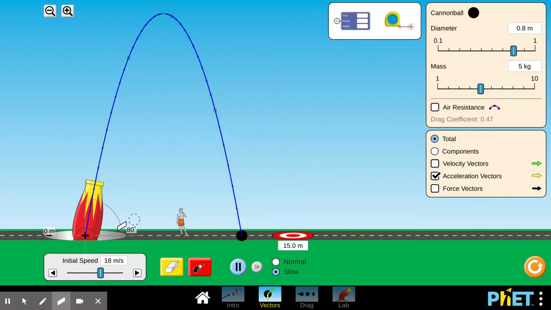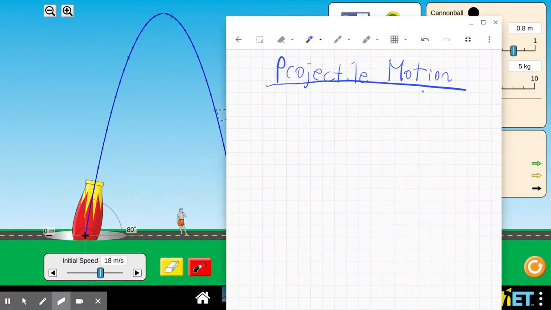Now, the next thing we want to pay attention to here is that the shape of the motion is a parabola. This is called a ballistic trajectory. So let me write down a couple of those things right now. So first thing is that a projectile is acted upon by gravity only. Look at my beautiful handwriting.